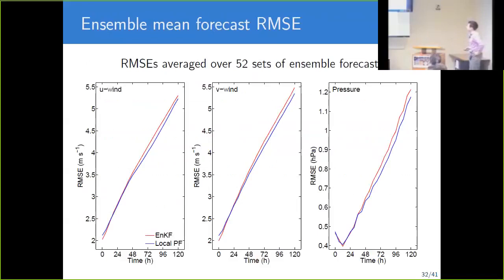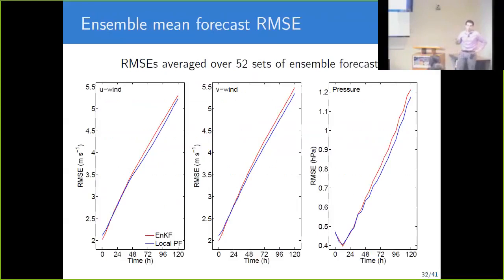And just go over these results real quickly. The root mean square errors are averaged over essentially 52 sets of ensemble forecasts for this period. And I'm showing here values for U-wind, V-wind, and pressure. The particle filter is in blue, and the red is the EnKF. And you can see that after about 48 hours or so, I can actually do a bit better than the ensemble Kalman filter with 60 members, which is actually something I did not expect I'd be able to do.